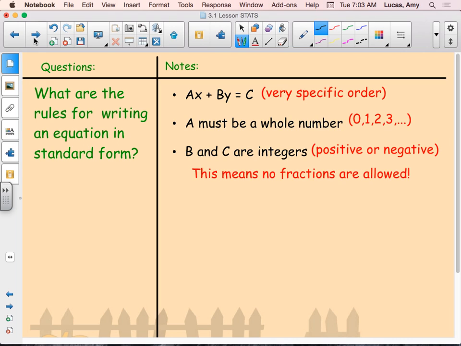A, B, and C. A, B, and C are not variables. A must be a whole number, 0, 1, 2, 3, and so on. B and C are integers. So that means that they could be positive or negative. This means no fractions are allowed and no decimals are allowed. So no fractions, no decimals.